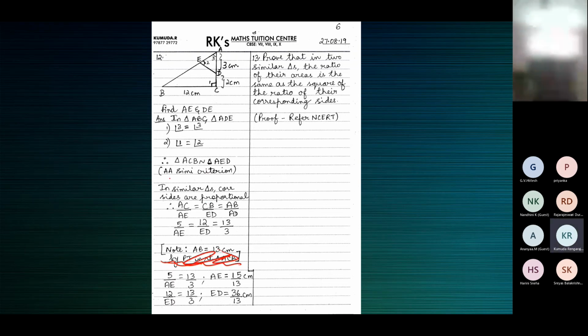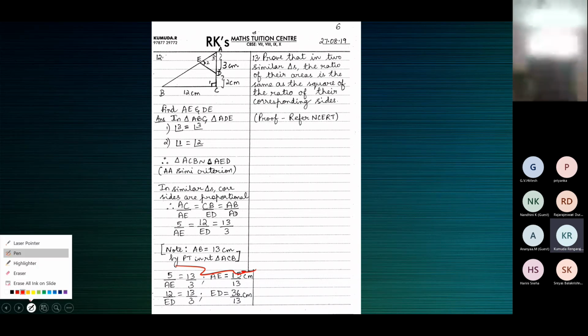See, when you write this proportion, you realize that AB you have to find. So work that here. Find AB and then you continue the proportion. This must be worked earlier. You must show that AB is 13 using Pythagoras theorem.